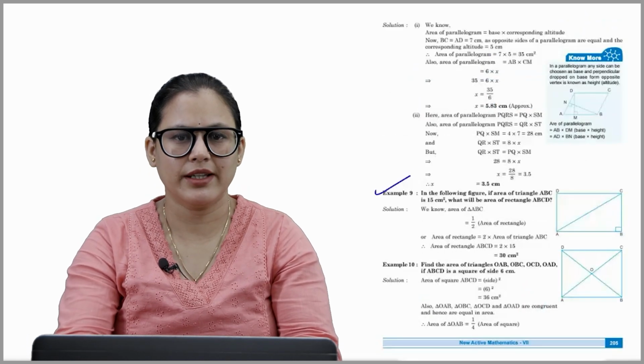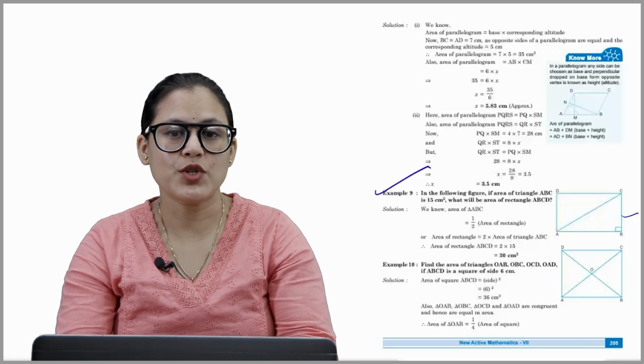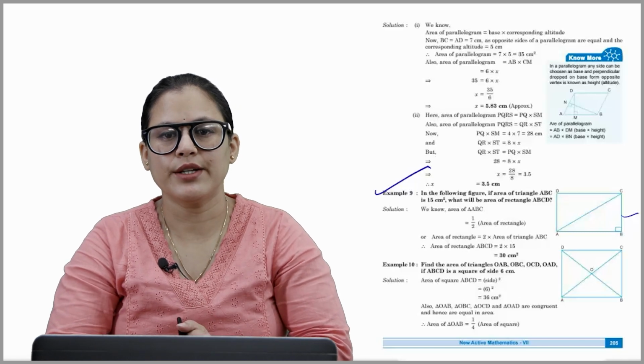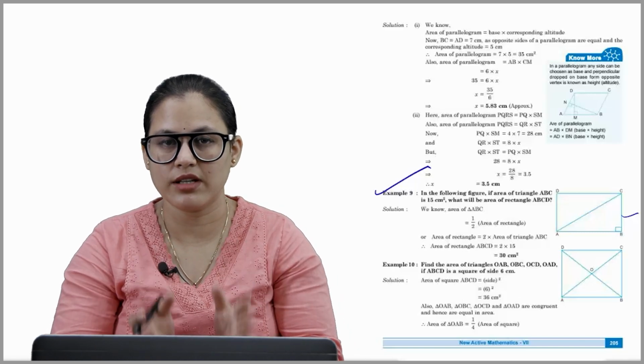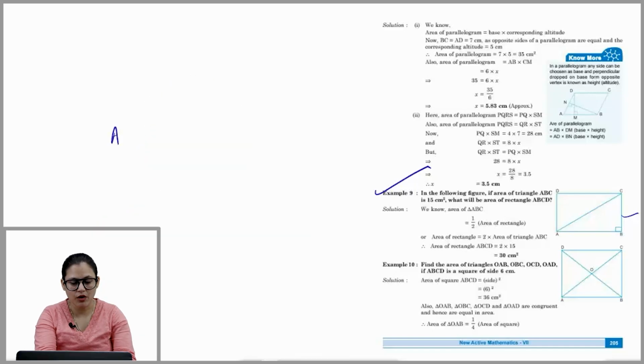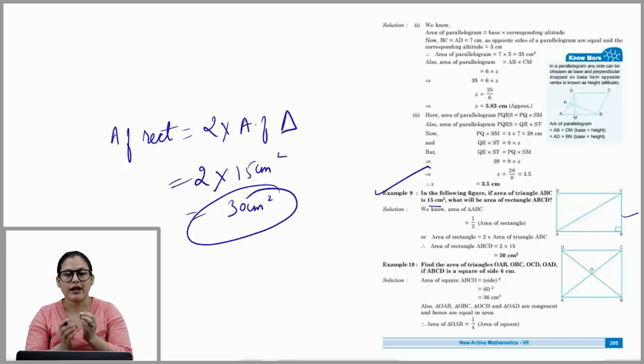Let's do example 9. In the following figure, if area of triangle ABC is 15 centimeter square, what will be the area of rectangle ABCD? You know that area of triangle is half into area of rectangle. So, area of a rectangle is 2 into area of triangle. And area of triangle is given, which is 15 centimeter square. So, 15 into 2 is 30 centimeter square. This is the area of rectangle.